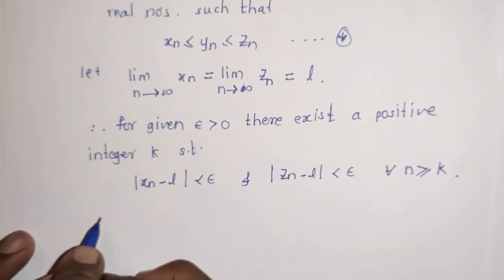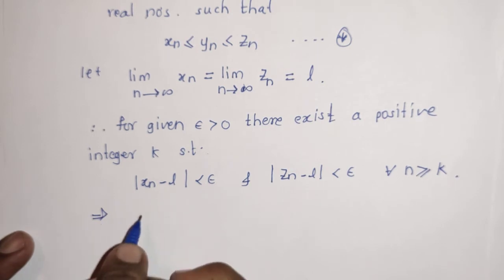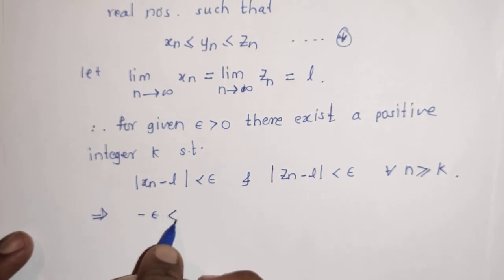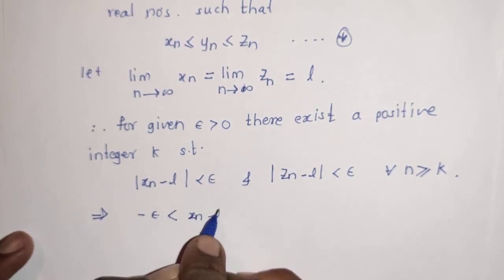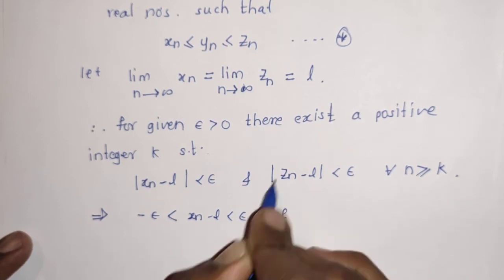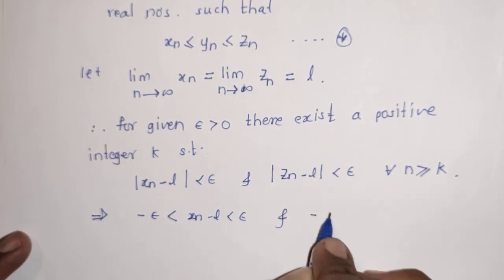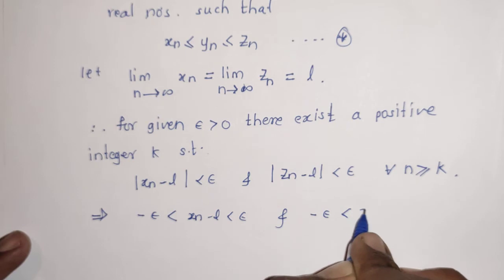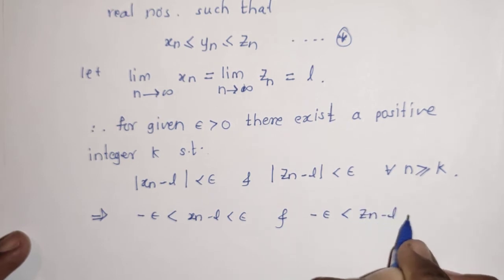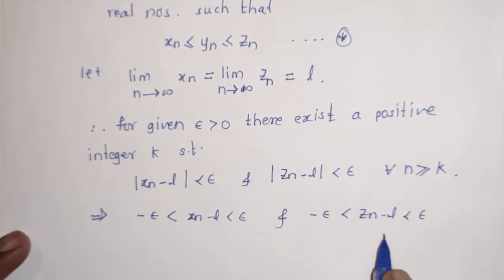So using that property we can write it as −epsilon < xn − L < epsilon. Also we can use that property here, −epsilon < zn − L < epsilon. This is for all n ≥ k as it is.